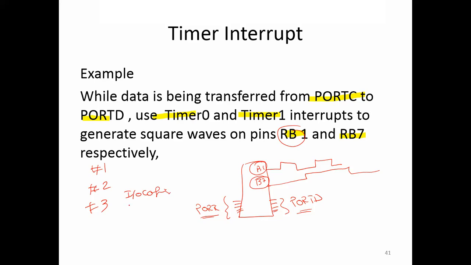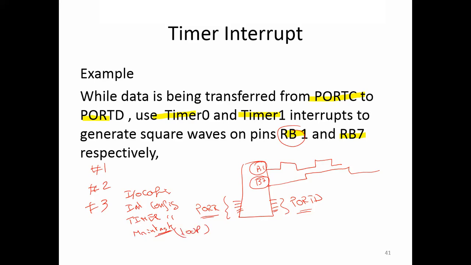Interrupt configuration. What else? The timers configuration. And then we have the main task, and the main task should be within a loop.